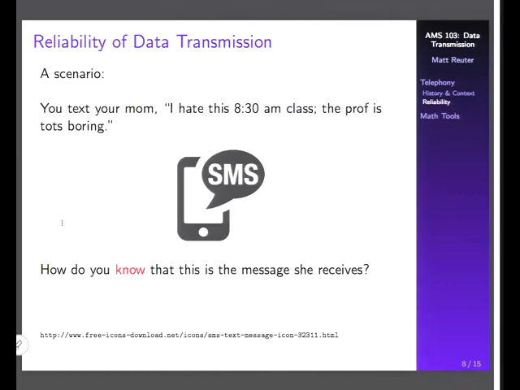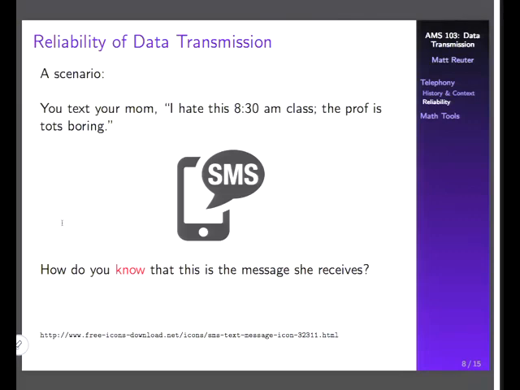with this idea of reliability of data transmission. So suppose you text your mom, I hate this 8:30 a.m. class, the prof is totes boring. Yes, I'm old and I know slang. What I'm more impressed by is that you used the semicolon, which is the proper punctuation at that point. How do you know your mom gets this message correctly?